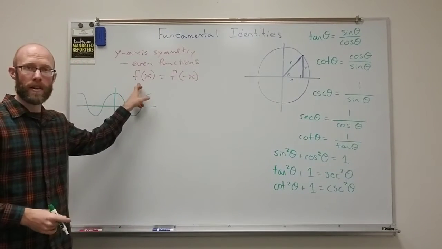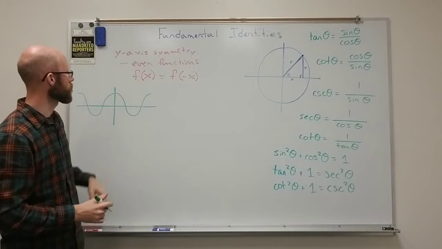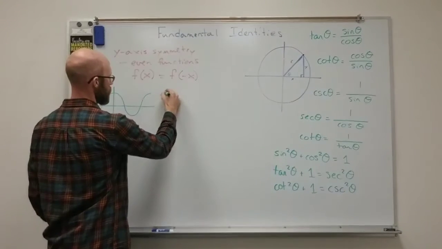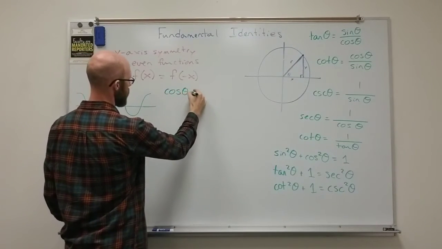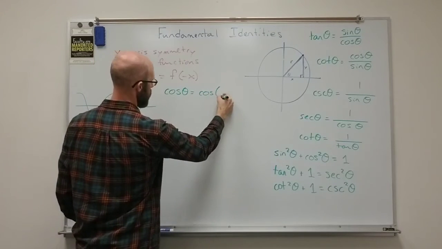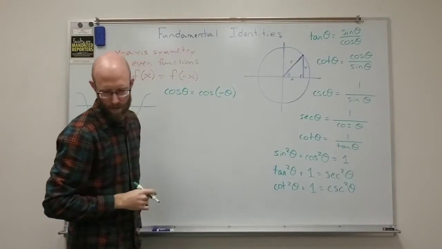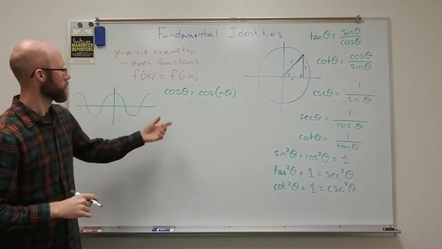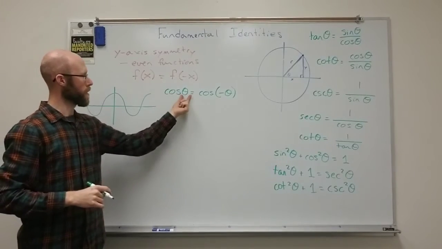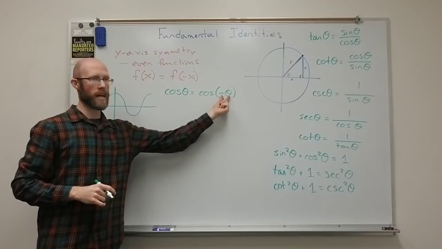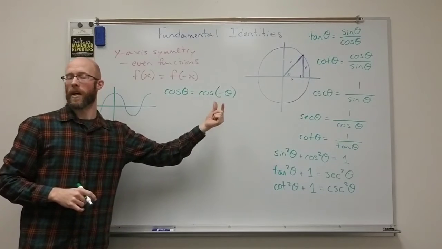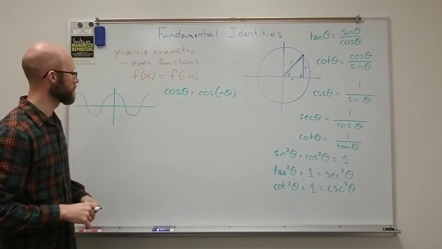An example of an even function is the cosine. So I would say that the cosine of theta is equal to the cosine of negative theta. Okay? It's the same reason. So if I input a positive theta or a negative theta, positive angle, negative angle, I get the same output from the cosine. Okay?